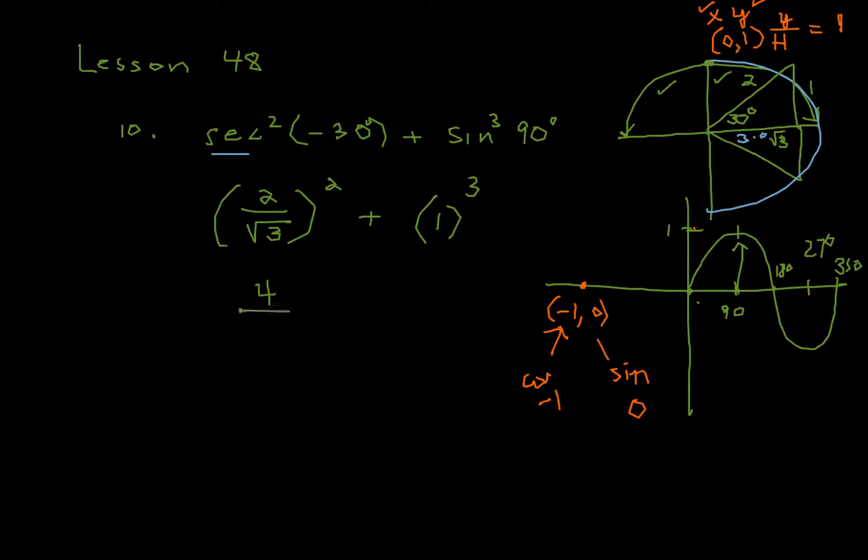So once you get that, then you just square it. So it's going to be 4 over 3 plus 1. And so you're going to get 7 thirds. And that's all you do. These aren't much different than what we did before, except you're just going to square and cube or whatever you have to do. Okay, does that make sense?